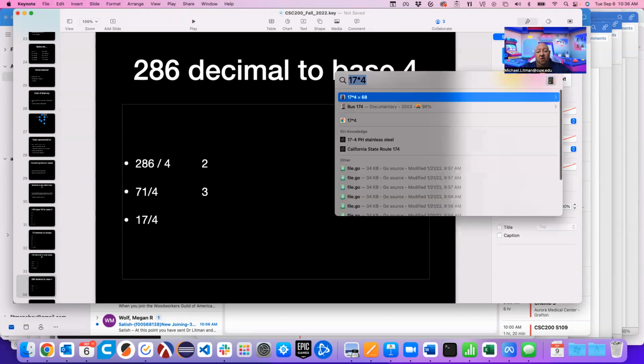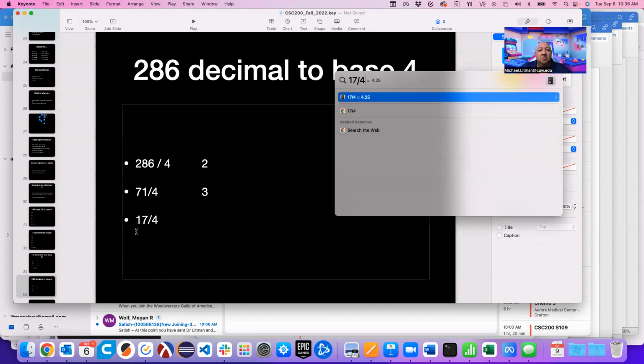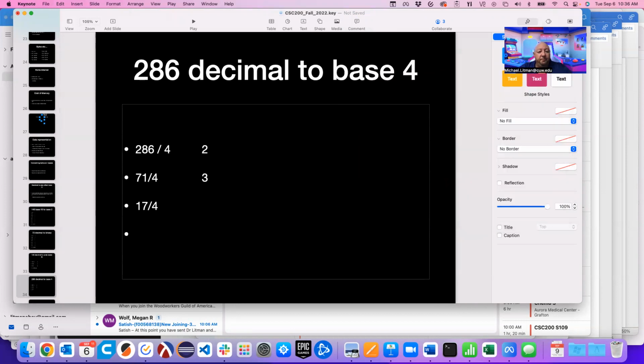17 divided by 4 is 4. 4 times 4 is 16. Remainder 1. 4 divided by 4 is 1. 1 times 4 is 4, so that's remainder 0. 1 divided by 4 is 0. 0 times 4 is 0. Remainder 1. So the answer is 10132 in base 4.